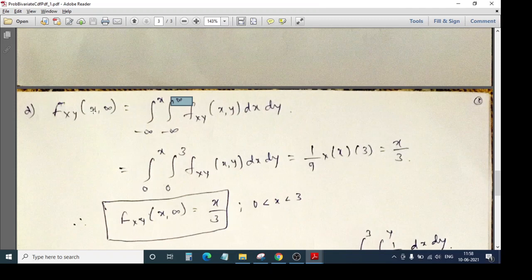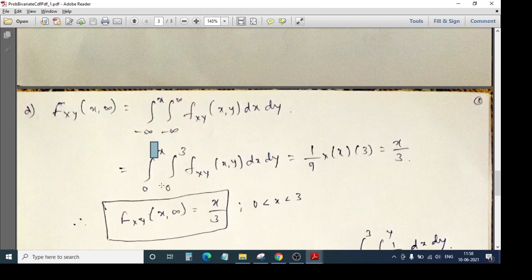So note the difference here, that if it is x, we integrate up to x, and if it is infinity, we integrate it up to infinity. Okay, so minus infinity doesn't have any scope here. Why? Because our values are starting from 0 only. So therefore it is taken as 0 to x. So here we have a variable x. So therefore 0 to x.